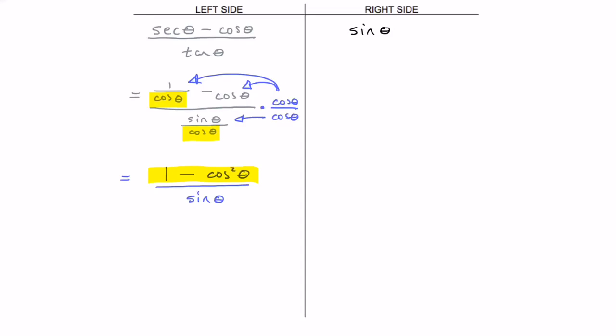1 minus cos squared is a Pythagorean identity. So 1 minus cos squared equals sine squared. So this becomes sine squared divided by sine theta. The sines cancel, and we're left with just sine theta, and left side equals right side, and we're done.